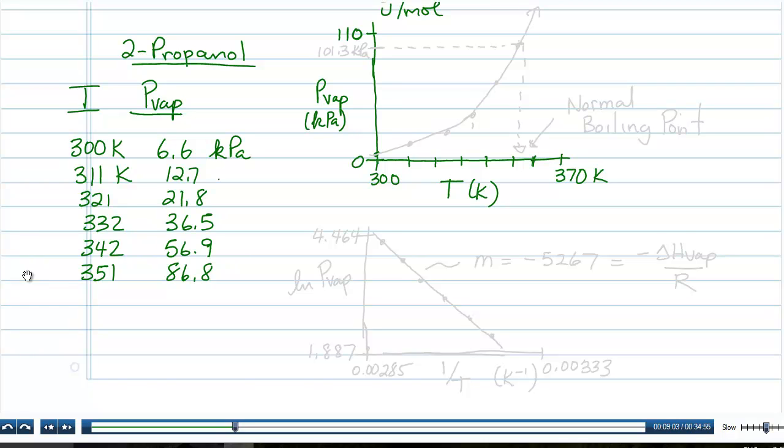300, 311, okay, 321, okay, I'm going to just start estimating. Okay, that's basically what my graph looks like.